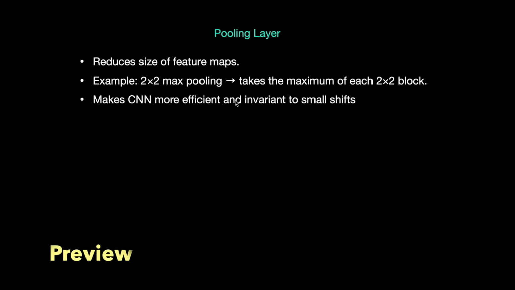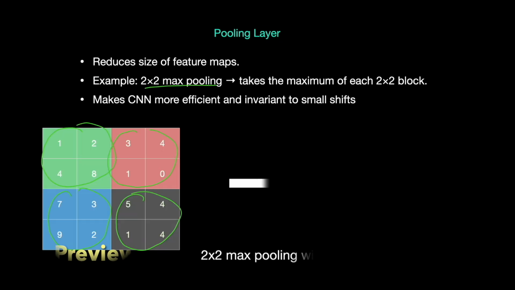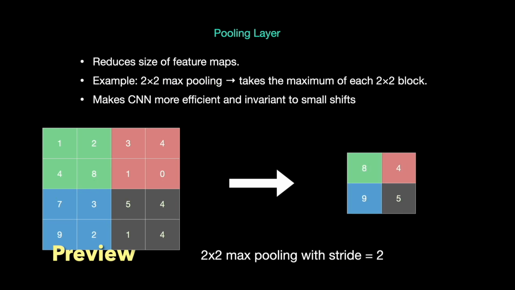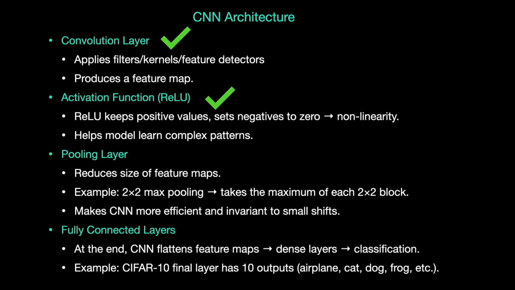Now let's see how max pooling actually works. So we are applying 2 cross 2 max pooling with the stride of 2. So this would be the feature map. Now let's move on to the pooling layer.